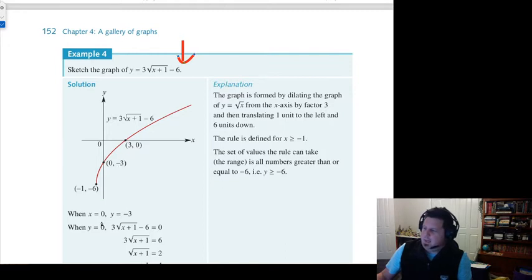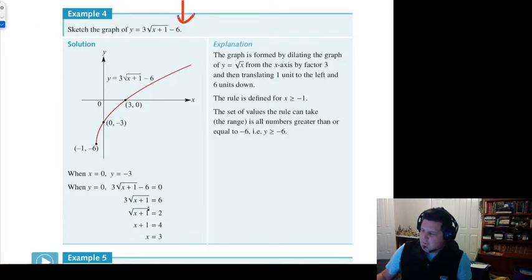Likewise, when you want to find the x-intercept, you need to make y equal to 0. So writing out the equation, making y equal to 0, rearranging things, moving the 6 over here by adding 6, dividing both sides by 3, you've got the square root of x plus 1 equals 2. Take the square of this side, take the square of this side, etc., etc., and we get x equals 3. So you can get those things happening from there.